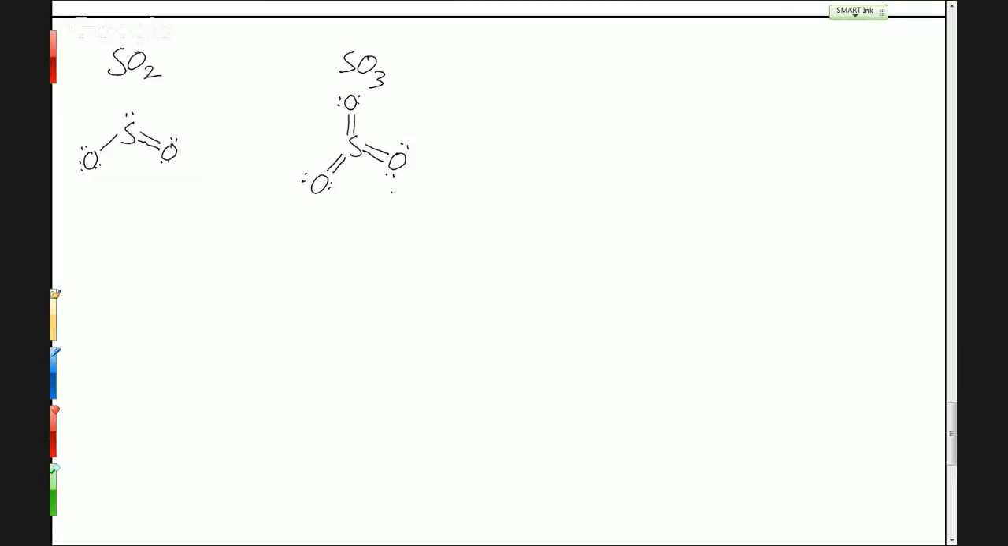Would you say they're both polar, both nonpolar, one polar, one nonpolar? What do you think? Both polar? Okay. So you can see, you would say, yeah, the SO bonds, we would draw them here. The oxygen is going to pull the electrons away in both cases.